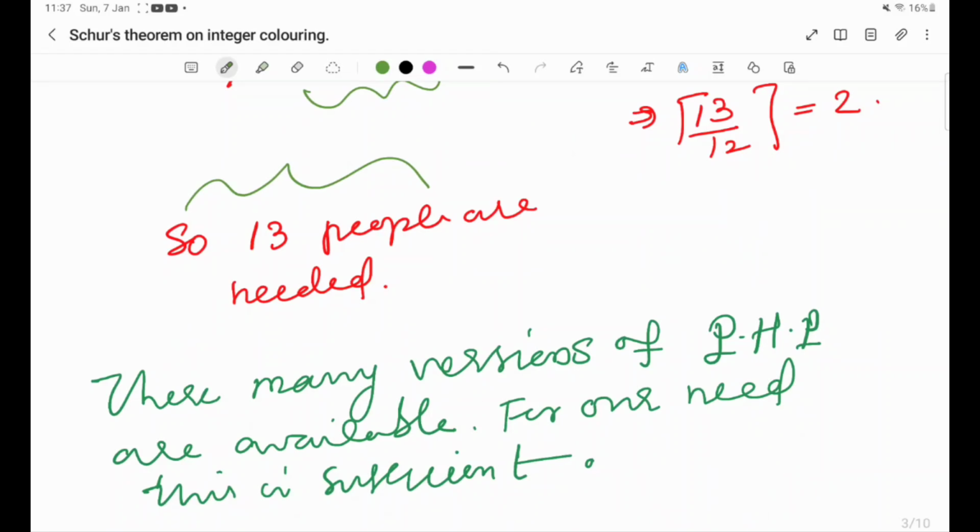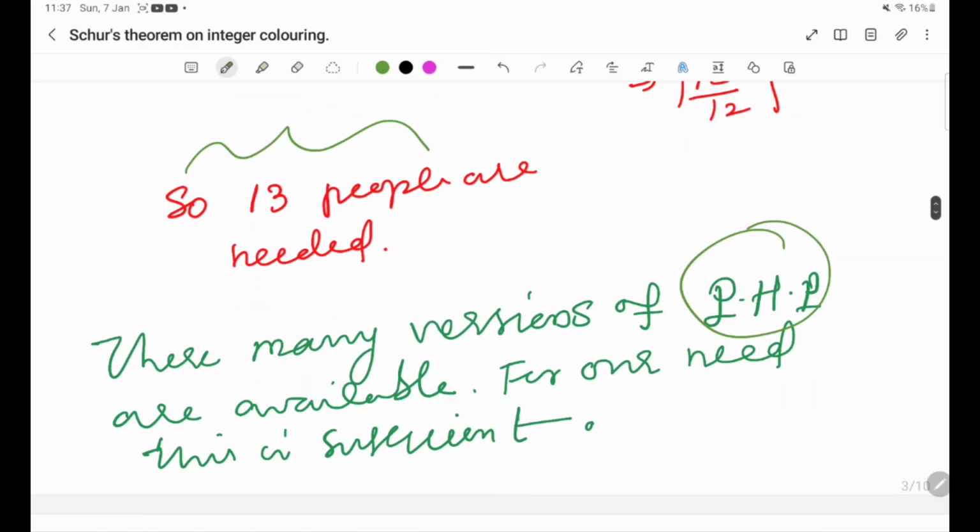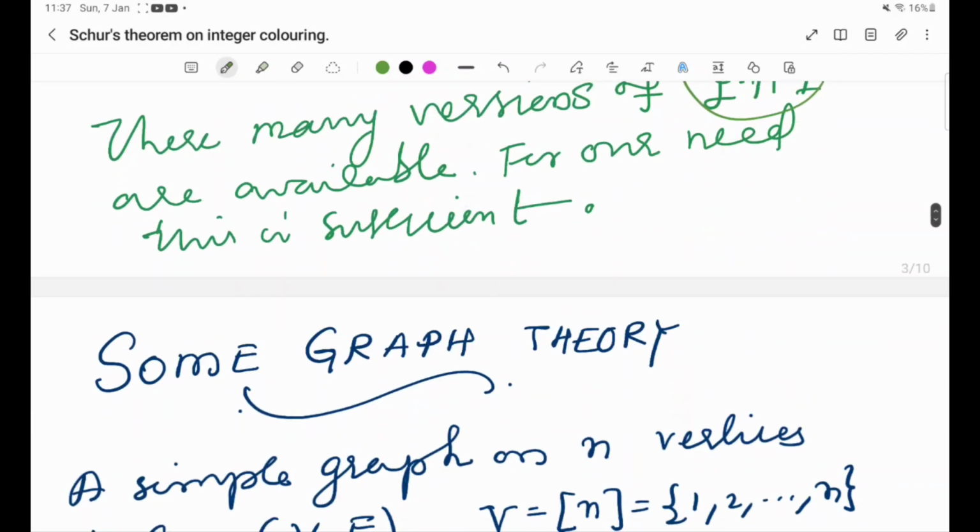So there are many versions of PHP, the Pigeonhole Principle, available, but for our need, this formula and this idea are sufficient. Next we will do some graph theory and some applications of the pigeonhole principle in that. Okay. Thank you.